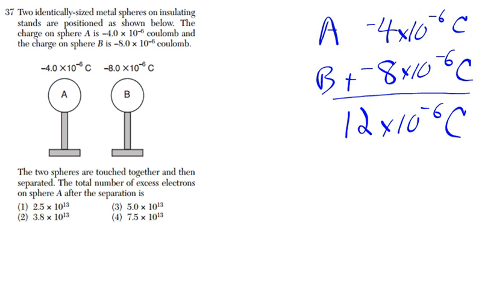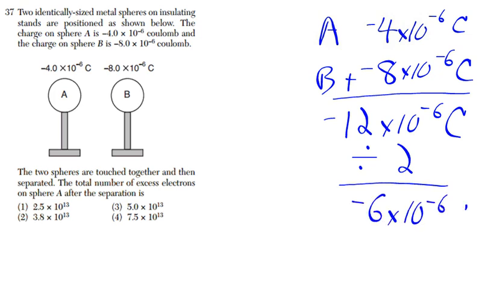So that's the total charge on both of these combined. And when they touch each other and then separate, they share that amount of charge equally. So if we divide that by 2, we'll know how much charge is on each individual sphere. So negative 12 times 10 to the negative 6 coulombs divided by 2 gives you negative 6 times 10 to the negative 6 coulombs. So what have we done so far? We've calculated the amount of charge on sphere A after the two are touched and then separated from one another.